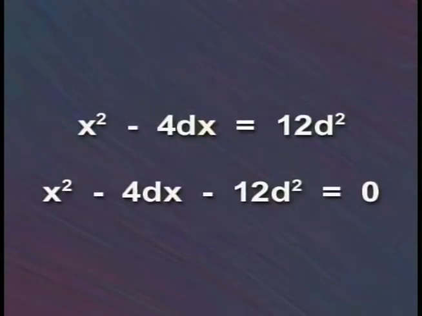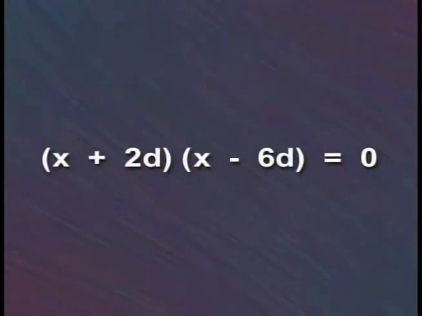If we factor this equation, it will be easier to solve for the 2 values of x. Let's rearrange terms in the equation to make this factoring possible. Subtract 12d squared from both sides. Now we have x squared minus 4dx minus 12d squared equals 0. Now we can factor this equation.